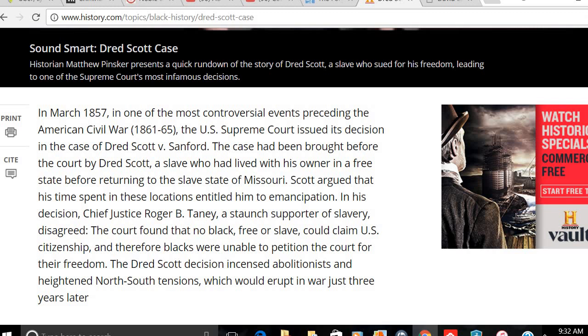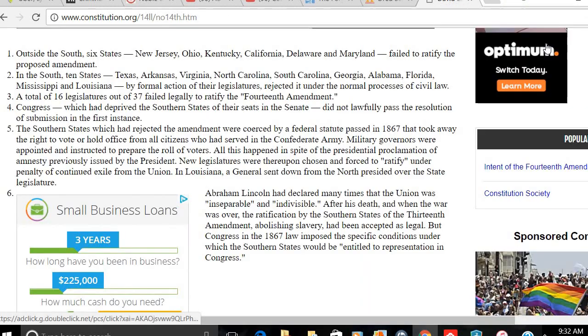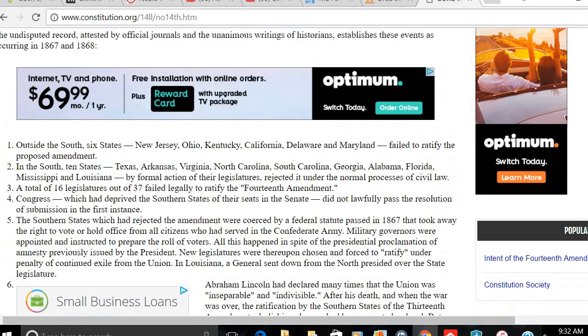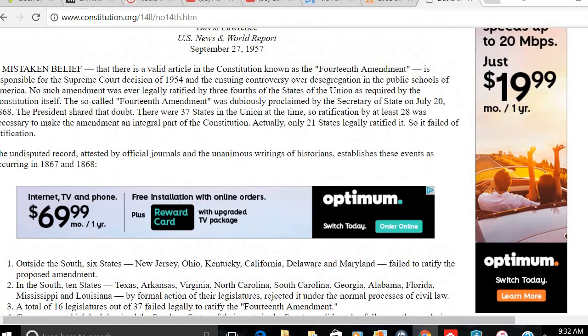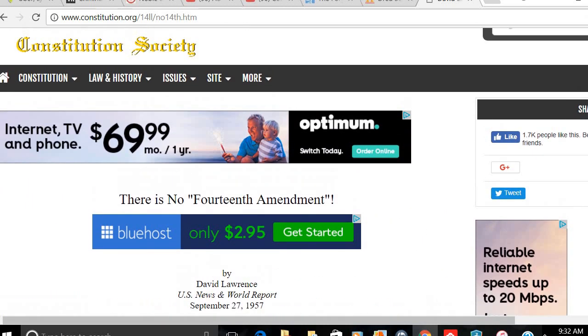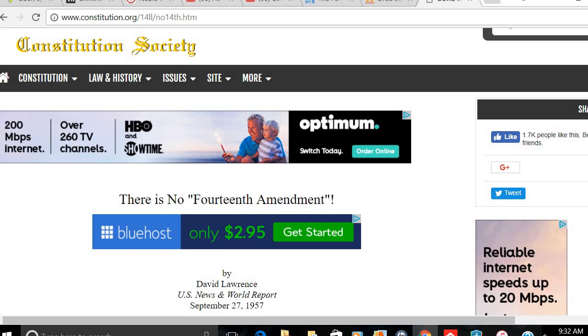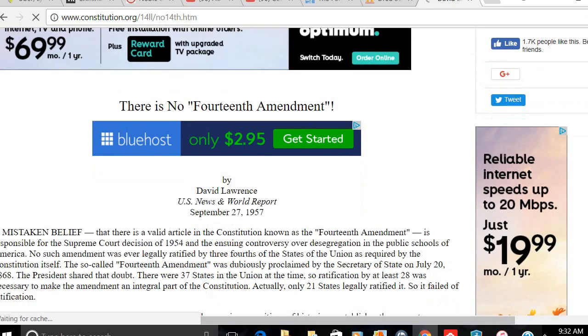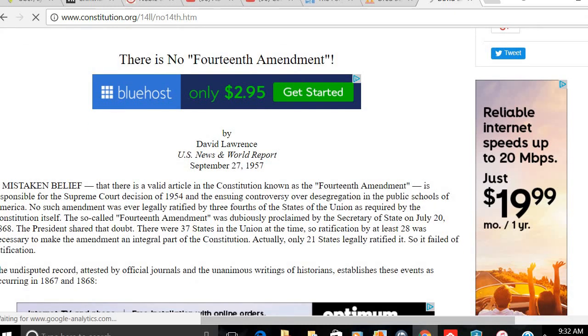I'm going to break this down real quick. All right, so let's go to the 14th. Let's read a little bit of this right here. This is the article where I got this from, on the Constitution Society, and it says there is no 14th Amendment. It's by David Lawrence, a U.S. News and World Report writer, dated September 27, 1957.